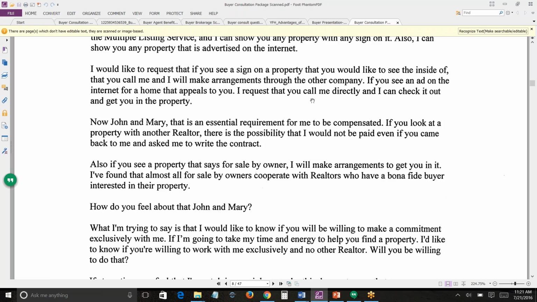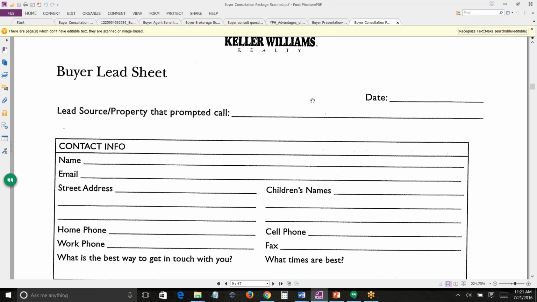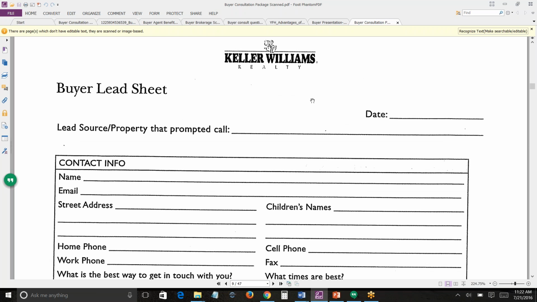But then the next group of forms, this is what's called a buyer lead sheet. And all of this is available. I have the originals to all of these things. Most of them are available on the Keller Williams website. If you go to Keller Williams and you log in and you go to education and you go to Keller Williams University and you find Win with Buyers or Win the Buyers and Ignite, you're going to find originals, Microsoft Word versions of all these things.